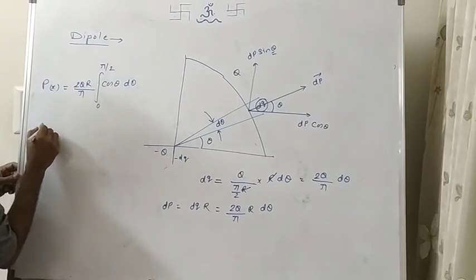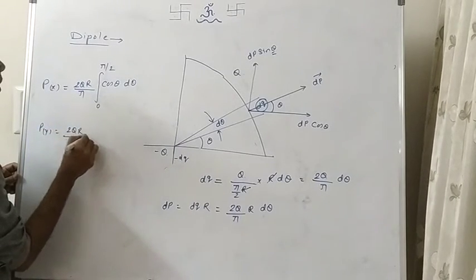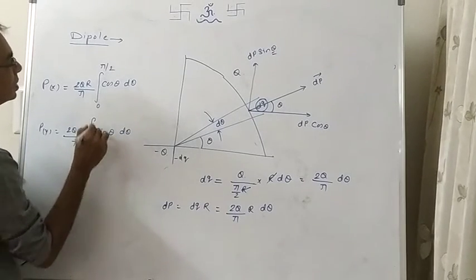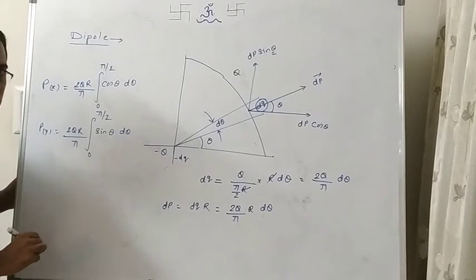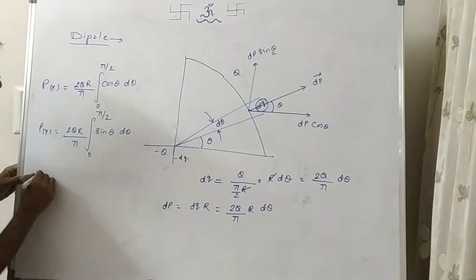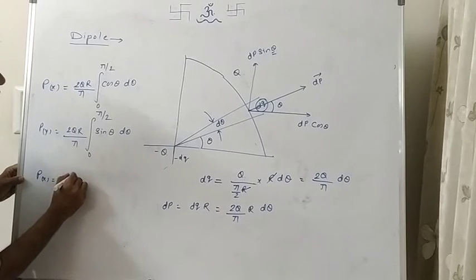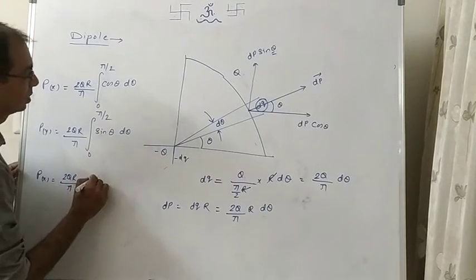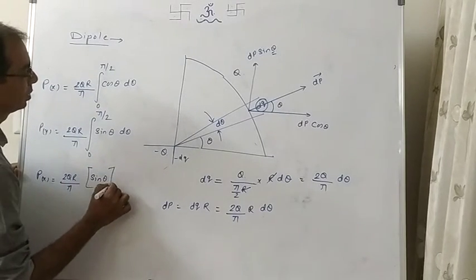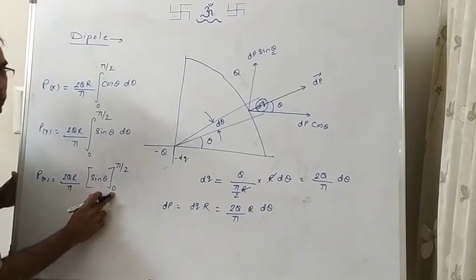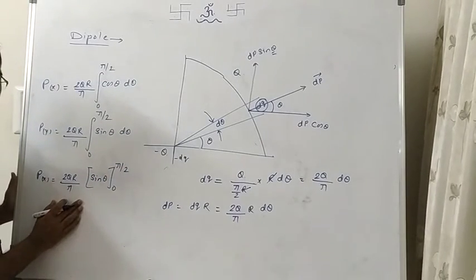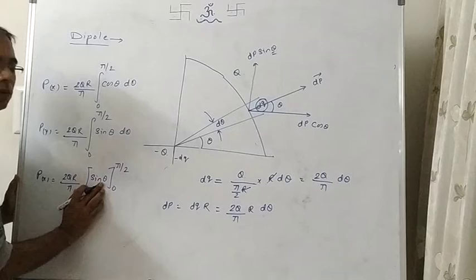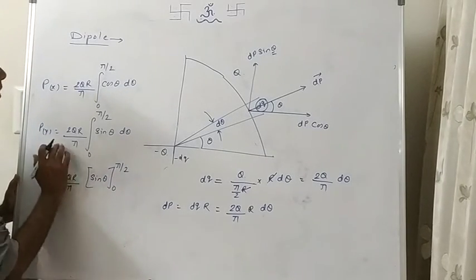Same way y also. 2q r by pi sin theta d theta. This is 0, this is pi by 2. Right? So let's see what is x component first. 2q r by pi. Cos theta's integration is sin theta. So sin theta from 0 to pi by 2. So that means only 1 we are going to get. That means 2q r by pi. Because we know sin pi by 2 minus sin 0. Sin pi by 2 is 1. Sin 0 is 0. So this only is going to come. Right? Let's see the other one now.